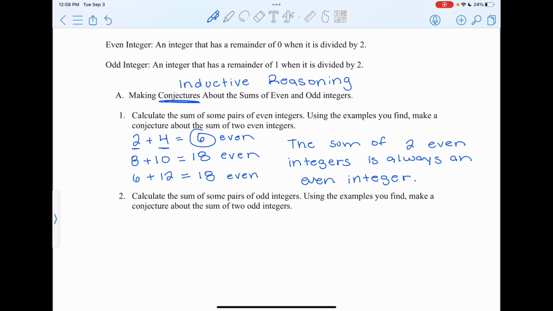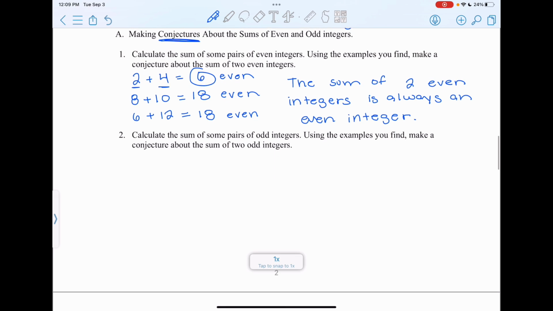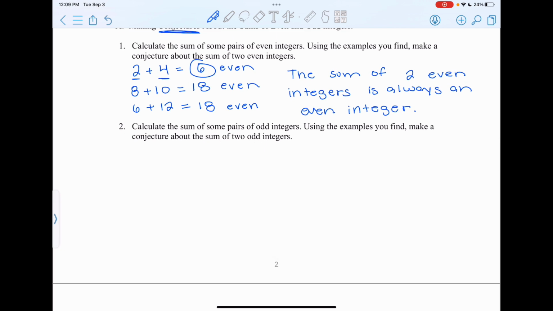Now, once again, this was just based off of 3 examples, which means this is an example of inductive reasoning. I didn't actually prove this statement. It's a generalization based on some examples. Let's try this again. Calculate the sum of some pairs of odd integers. And we're going to do the same thing. We're going to make a conjecture based on the results that we get.